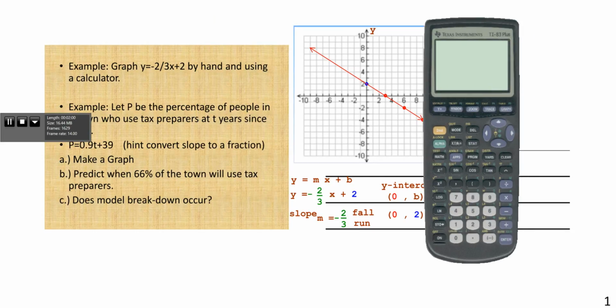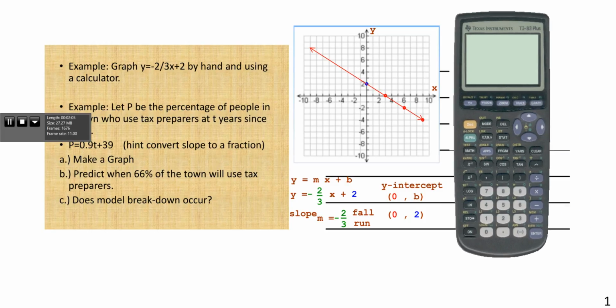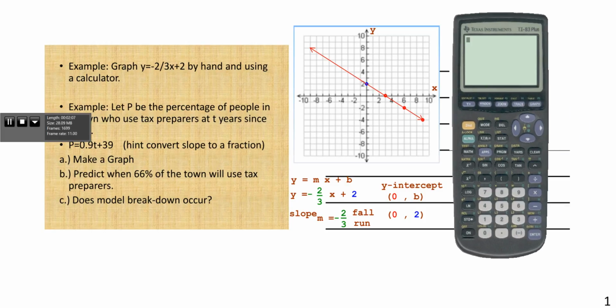So take out your calculator in this case. It may look something like this. Go ahead and turn it on. Very bottom left button, it's the on button. Once it's on, it's flashing like a minus right now. Go ahead and push the y equals, the very top left button, the y equals button.